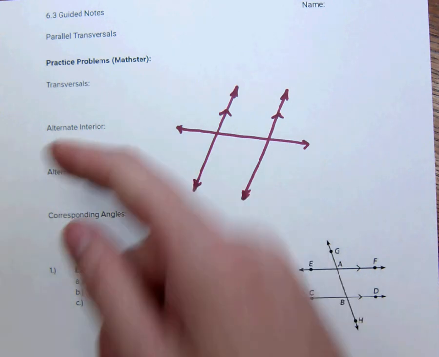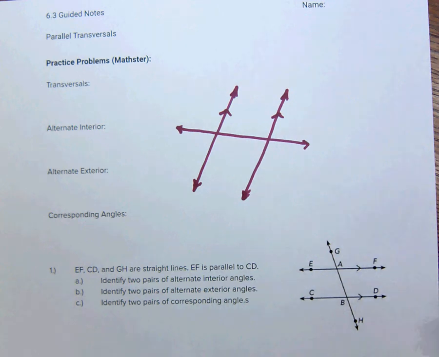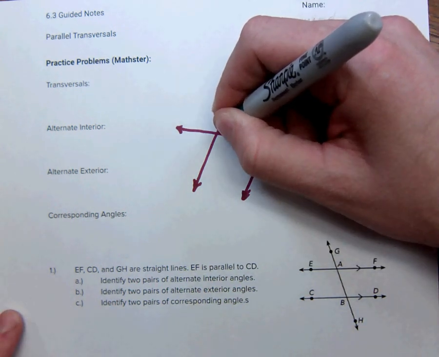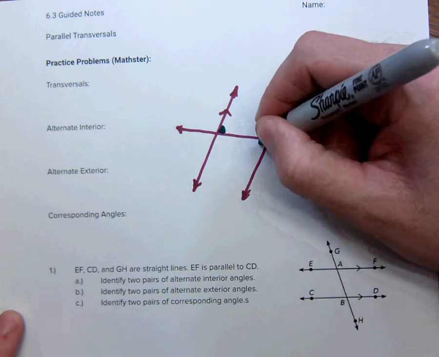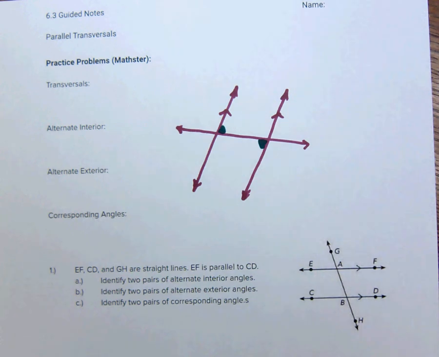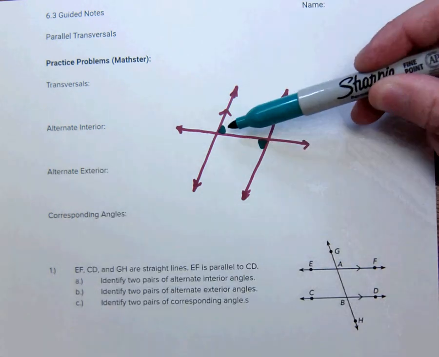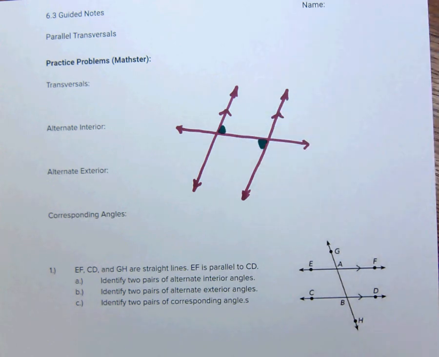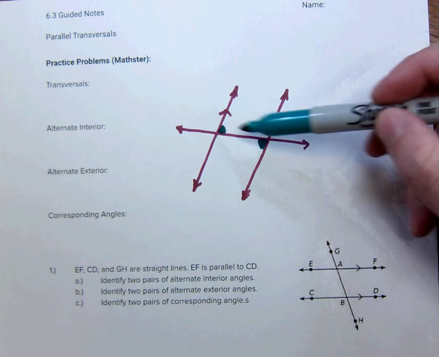Now I want to talk about alternate interior. We know that the interior of a building is the inside. So just like that, the interior of a transversal is going to be inside the two parallel lines. Also, this says alternate interior. So notice that this green is on this side and this green is on that side. Those are alternate interior angles.